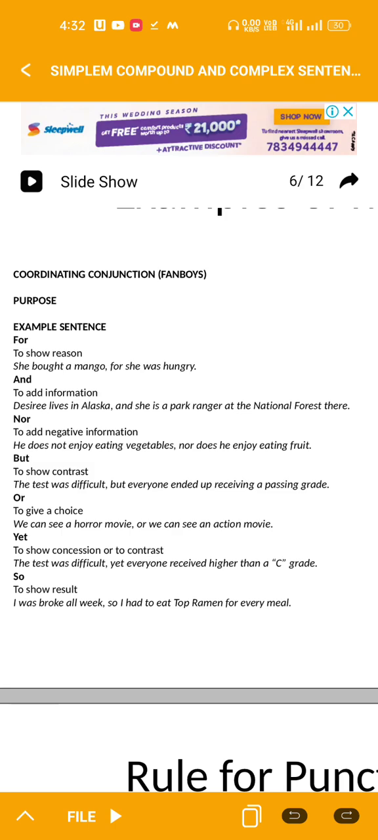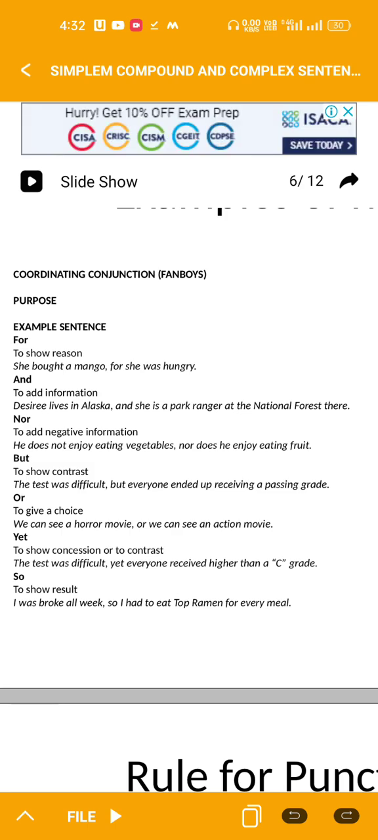So similarly, or is to give a choice. We can see a horror movie or we can see an action movie. These both are independent clauses joined by the conjunction or. Yet, to show concession or to contrast: the test was difficult, yet everyone received higher than a C grade. So both are independent clauses.